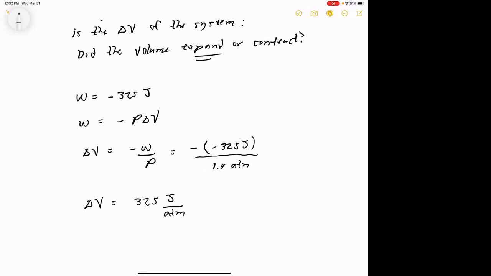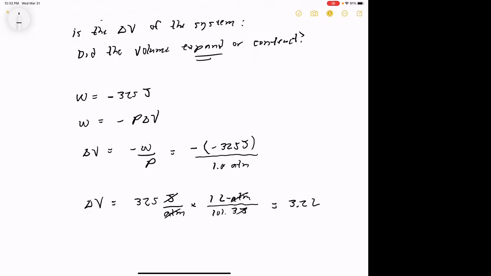Okay. That seems like a really weird unit for a volume, doesn't it? Oh, but we have a fix for that, right? Because remember, I have this conversion that I can apply. I know that 1 liter atmosphere, to get rid of the joules, is 101.3 joules. So joules cancel with joules, atmospheres cancel with atmospheres, and look what I get. I get liters back out of this. So now I end up getting 3.2 liters.